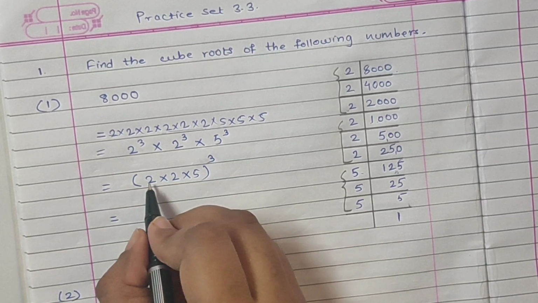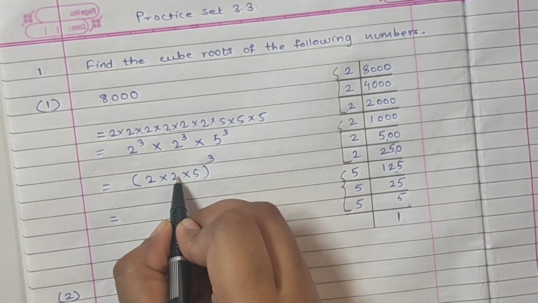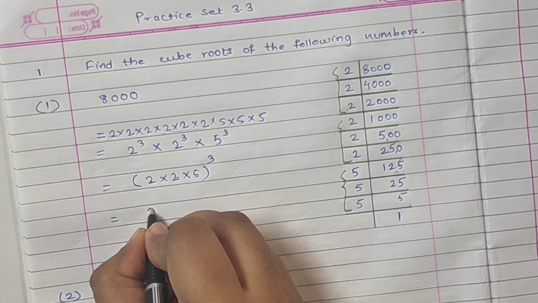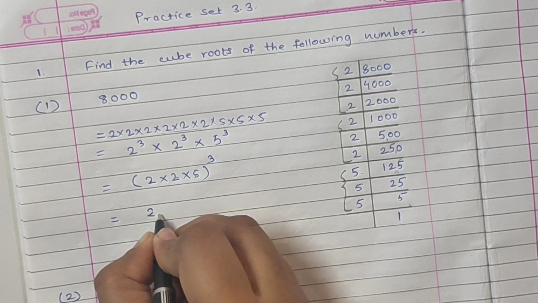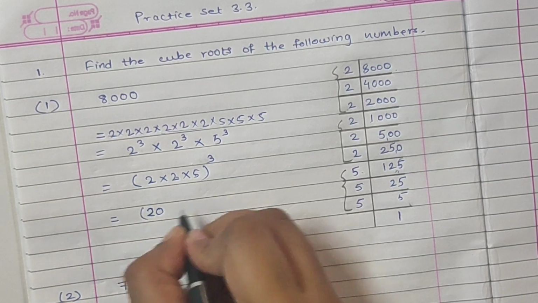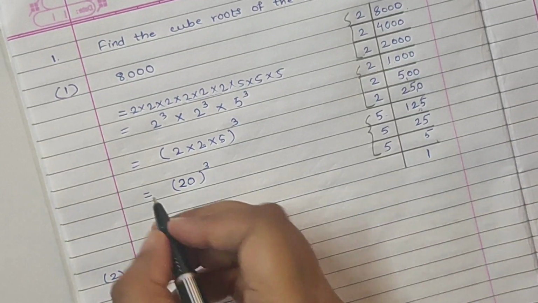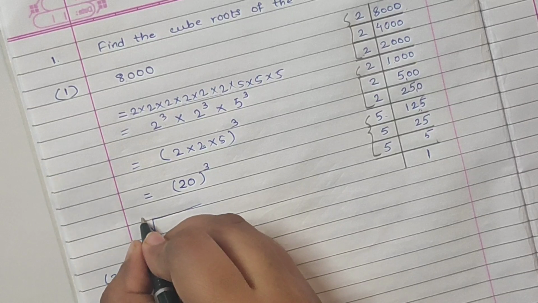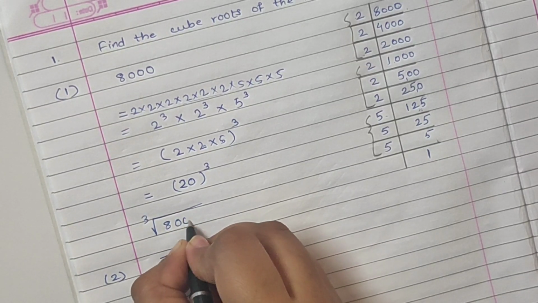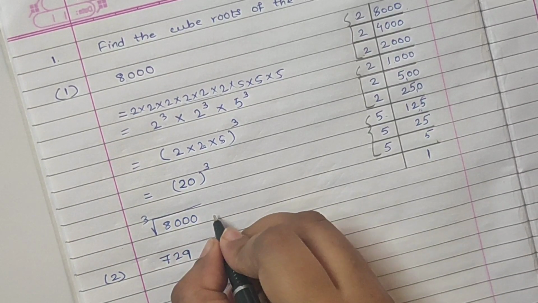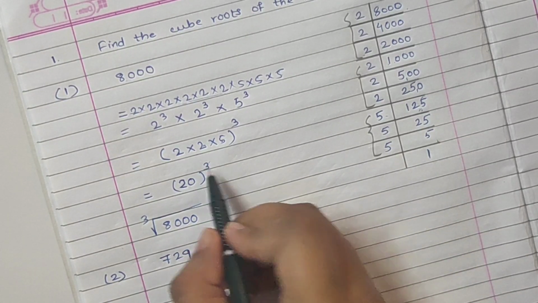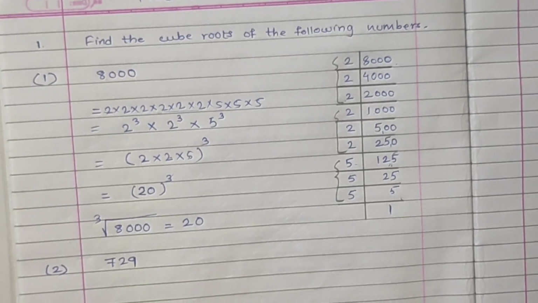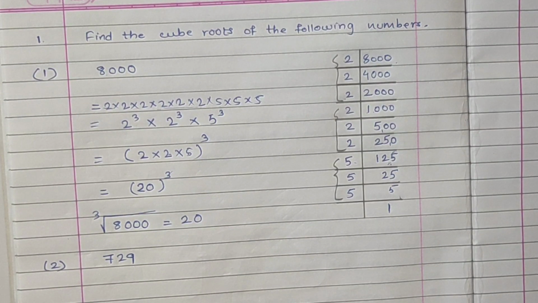So 2 into 2, 4. 4 into 5, 20. So 20 raised to power 3. Now we have to find out the cube root of 8000. So cube root of 8000 is, you will cancel this power 3 and write 20. In this way you have to find cube roots of numbers.